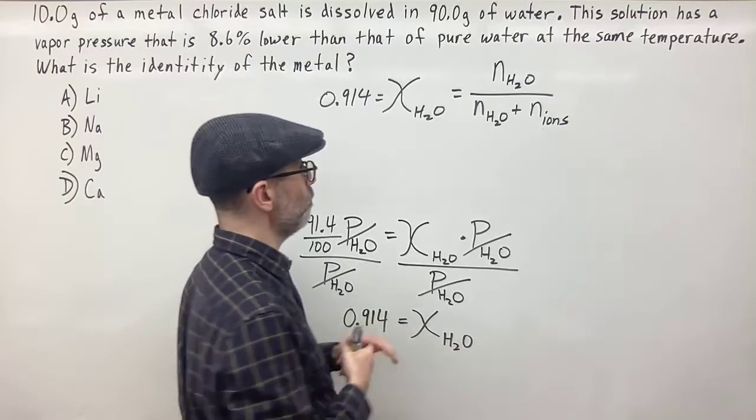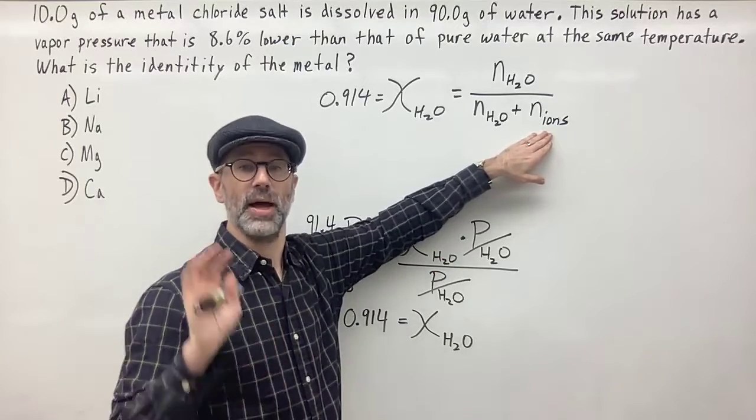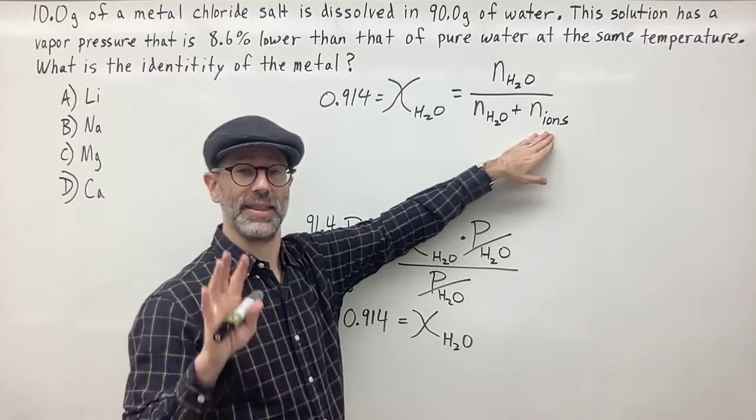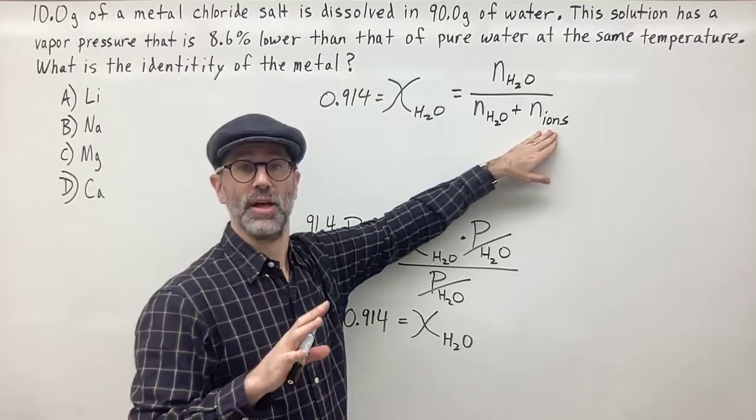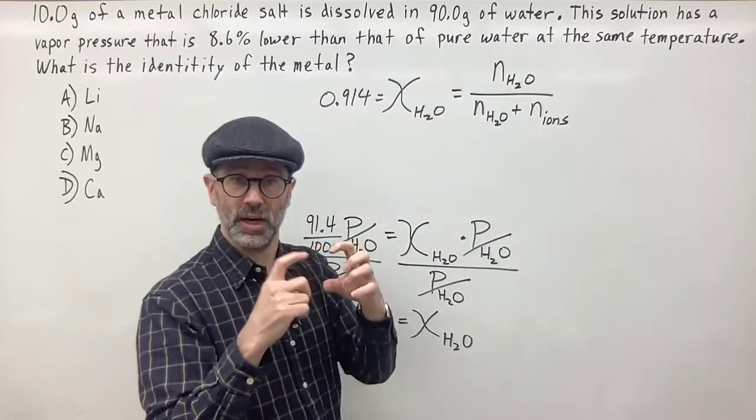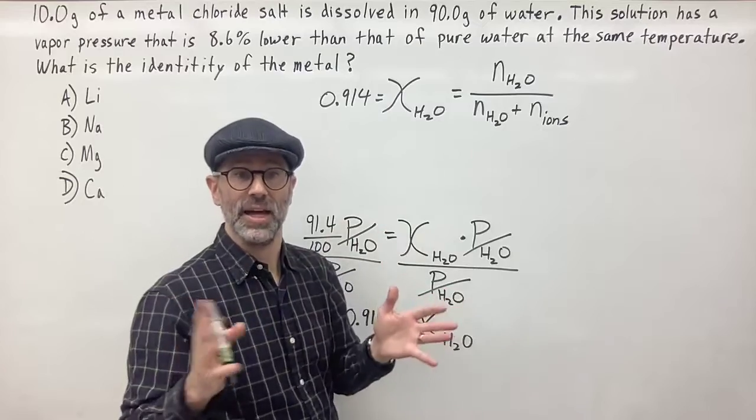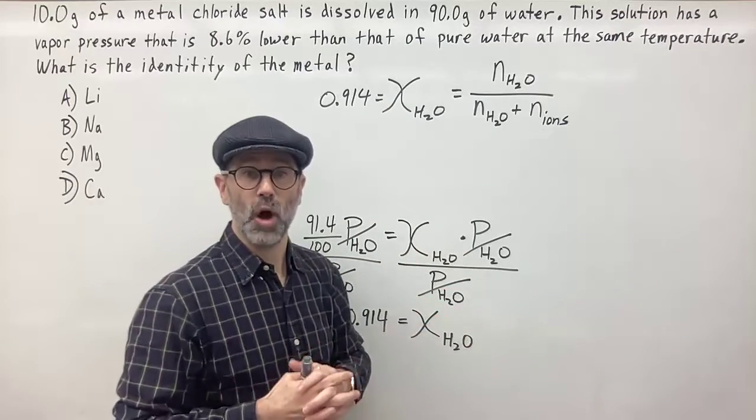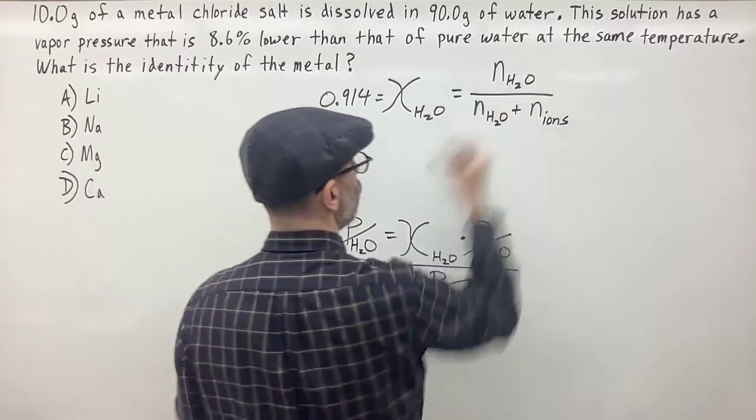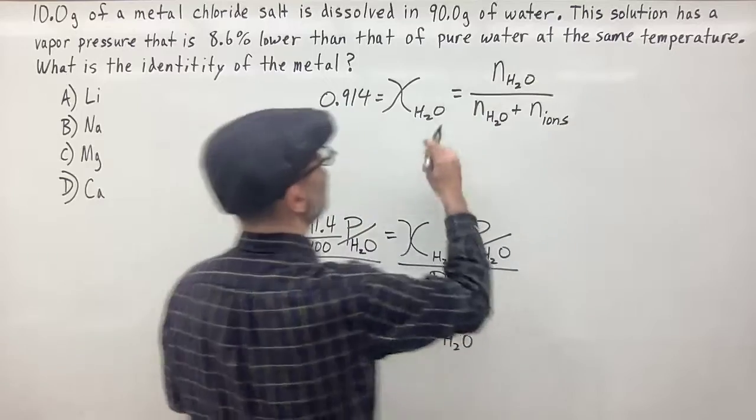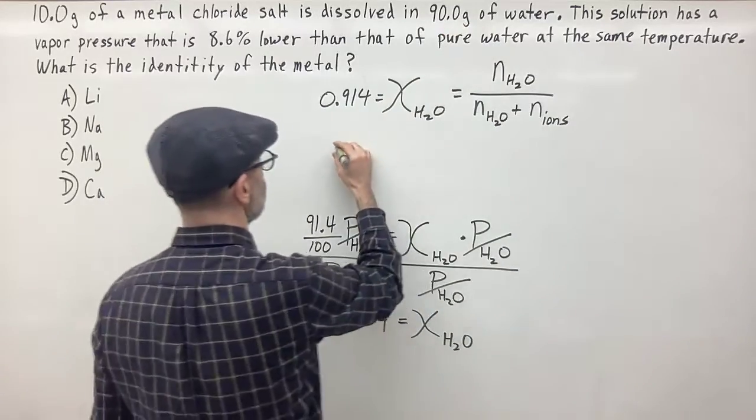Okay, so, and we'll come back to this in a moment, but I just want to make sure that you understand that, because I think a lot of people forget that this moles is not the moles of the formula of the metal chloride, but is the moles of all the ions that are now dissolved in the water from the metal chloride. All right, so now the moles of water, we know that 90.0 grams of water, so we can calculate the moles of that.